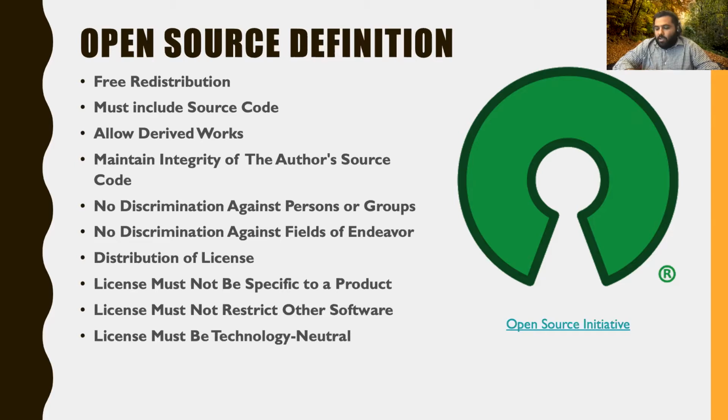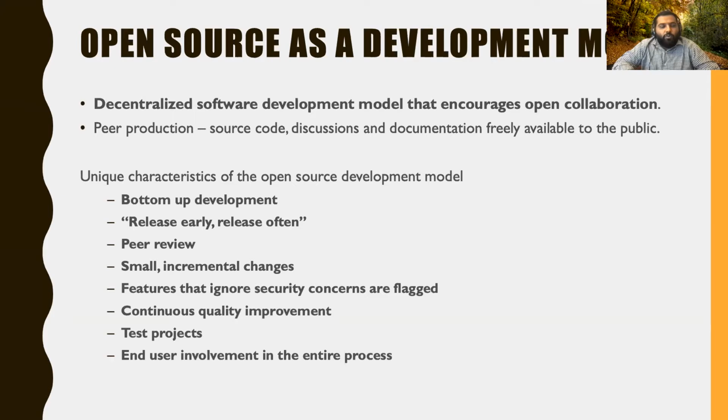In the last slide of the introduction, I want to introduce you to something. These days, open source is being used as a term for a development model, right? Open source has become so popular in the current industry that people use open source as a development model. Mainly, what does it mean? It allows for open collaboration, meaning you can have discussions, documentation, source code, everything in the open, right? If you compare that with proprietary, everything is internal. The only thing that you get is a user document, right?